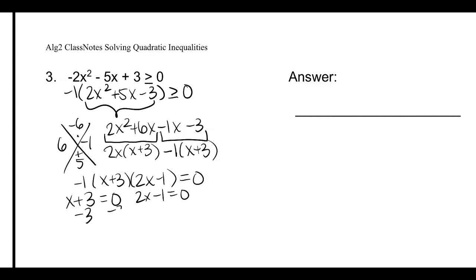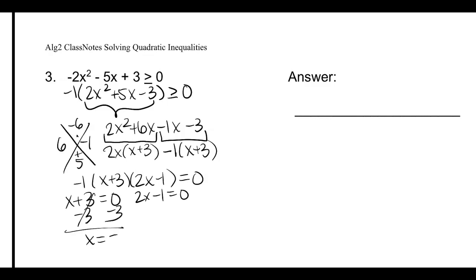So we're going to subtract 3 here to give me x equals -3. And then we'll add 1, so 2x will equal 1. And then we'll divide both sides by 2, so x will equal 1/2.